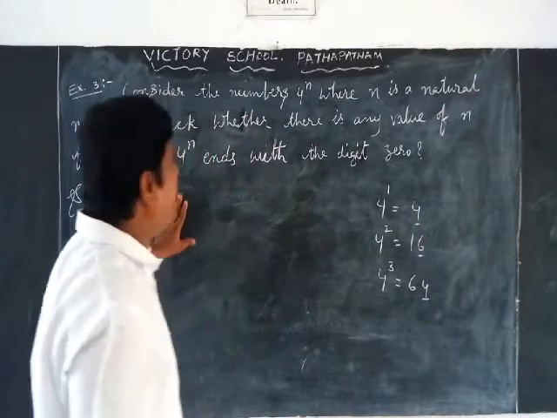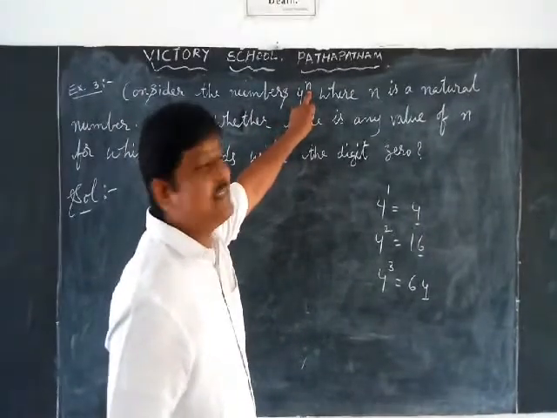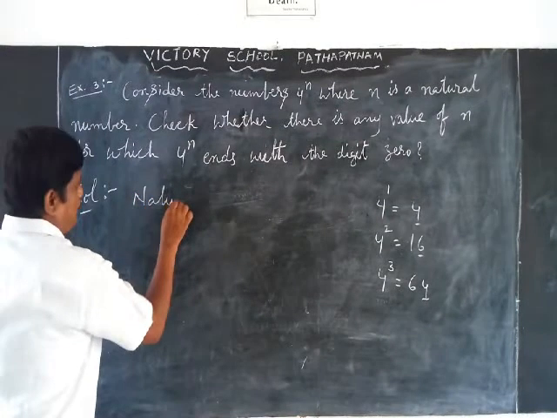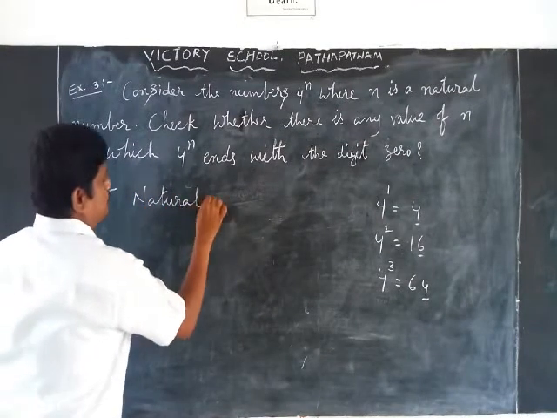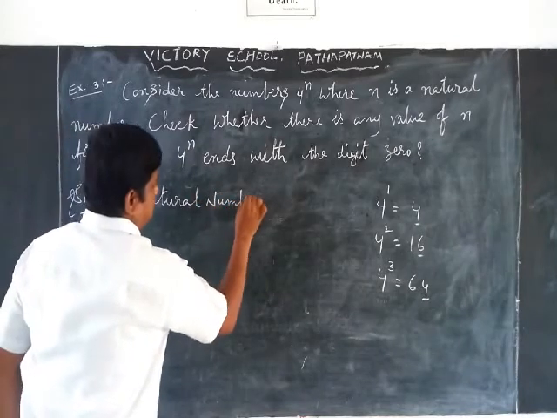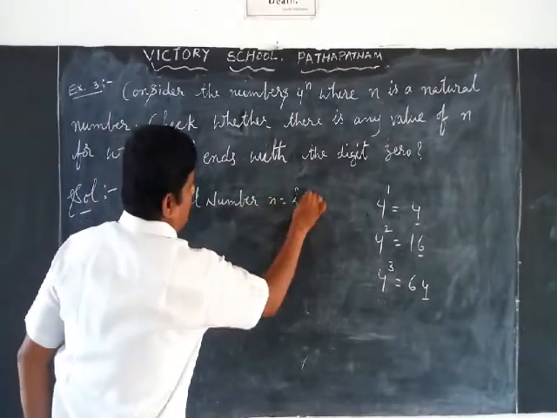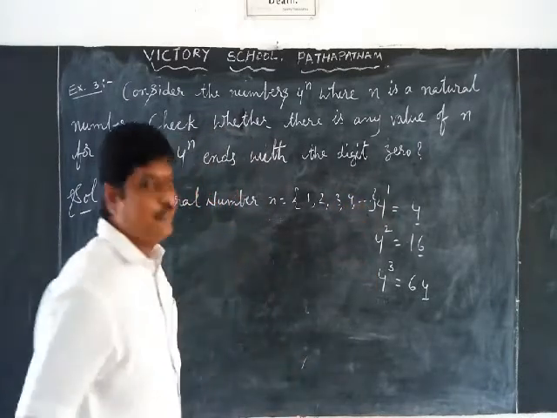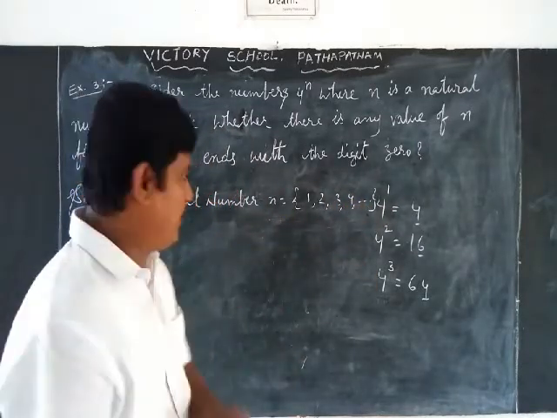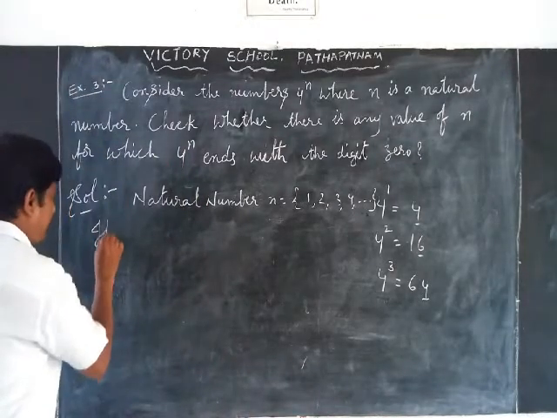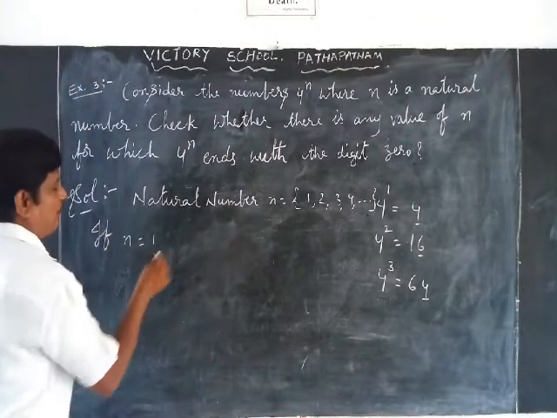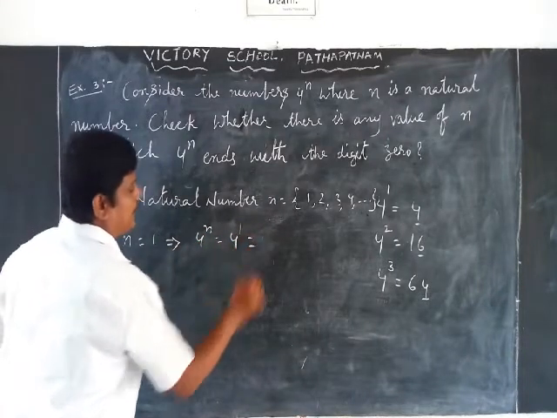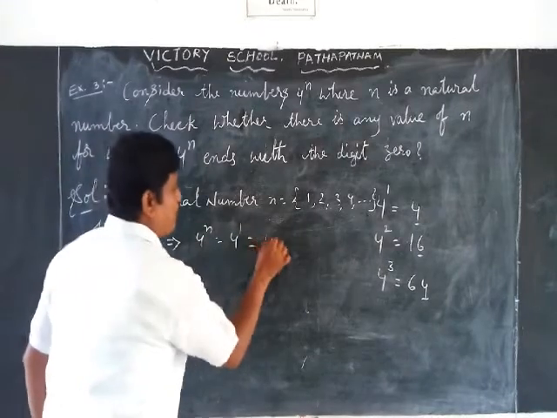That's why, when we take the n value, it is a natural number. Natural numbers means one, two, three, four, and so on. We can take the n value as 1. If n equals 1, 4 power n, that means 4 power 1, is equal to 4.